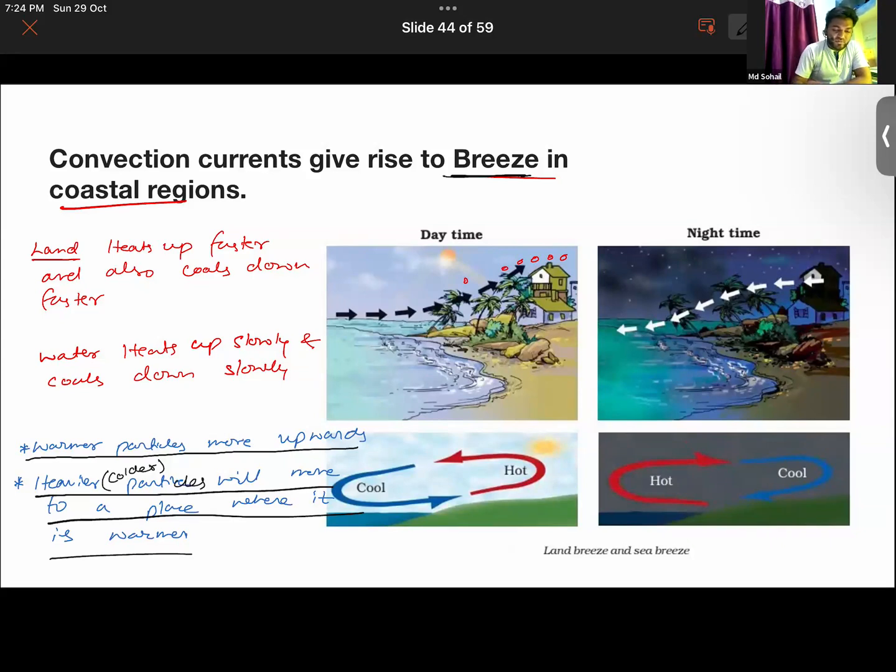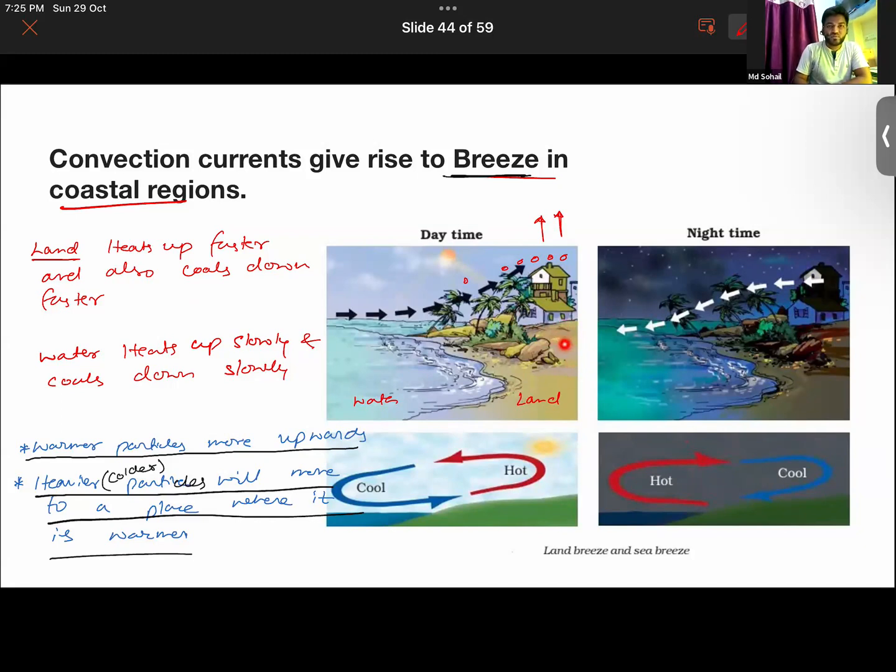What I was trying to say over here, look here. That is the land and that is the water body over here. So during the daytime, what will happen? The air over the land will become warmer and it will start to rise up, because we know that warmer particles of the air are lighter and they will move upward. So because the air particles are now moving upwards, there will be a vacuum created over here, right? There will be empty spaces created over here, no?